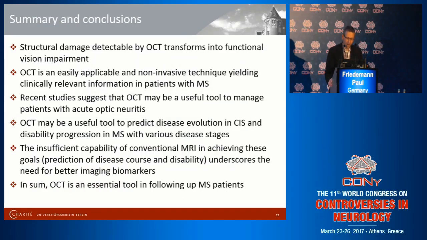To come to the end, it has been clear that at a certain stage, structural damage to the retina, which we can detect by OCT, transforms into functional vision impairment. OCT, in contrast to magnetic resonance imaging, is easily applicable and non-invasive and can yield clinically relevant information. And recent studies show that OCT may be a useful marker to monitor patients with acute optic neuritis and also to make treatment decisions. And I also believe that for disease prediction and also measuring disability progression, OCT can be a very useful tool in the future, and this is why my answer is yes.